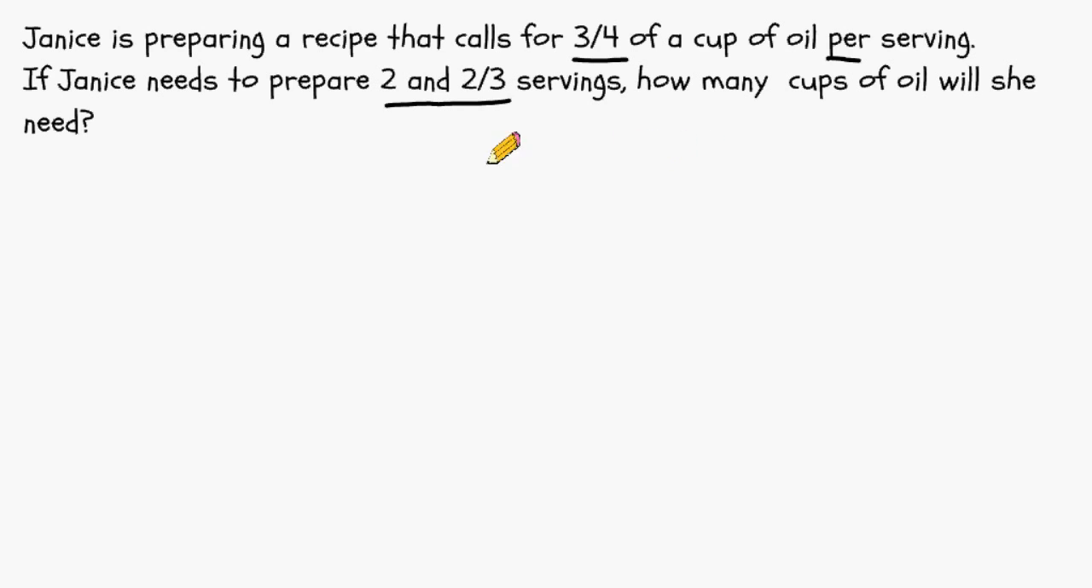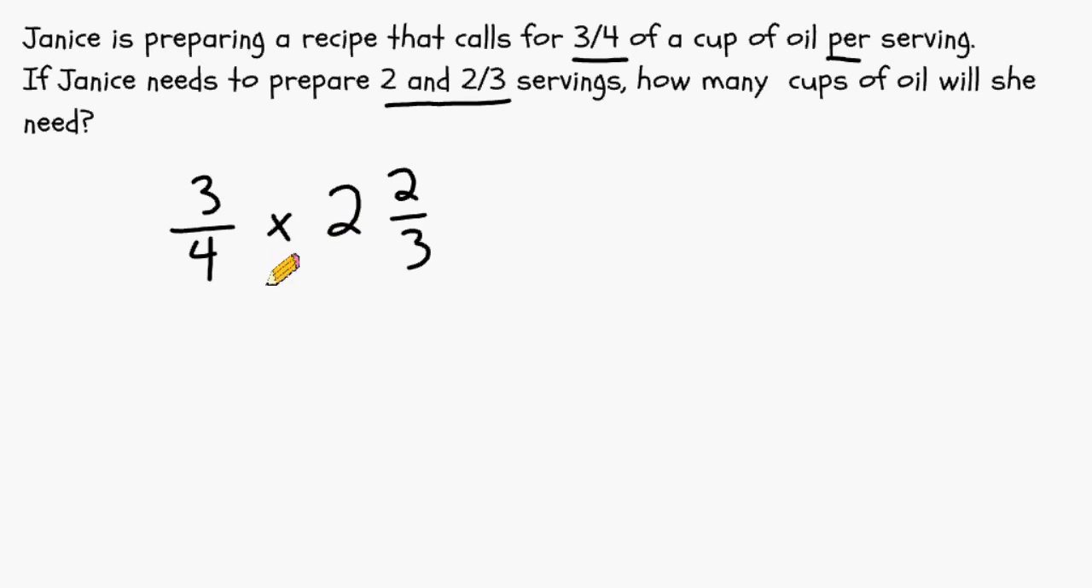Well, it is given that for one serving, for the recipe, she is going to need 3/4 of a cup of oil. So if she needed 2 servings, we would take 3/4 of a cup and multiply that by 2. Or if she needed 3 servings, we would multiply that amount by 3. Well, it says in the problem that she needs to prepare 2 2/3 servings. So we would multiply this fraction by 2 2/3.